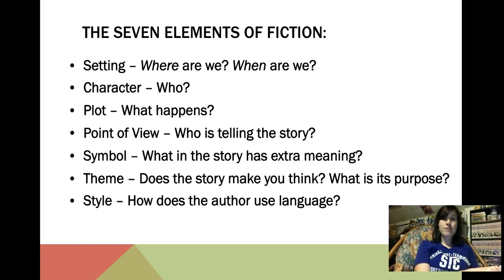Point of view is what I mean by who is telling the story: what is the narration? Is there a narrator? Is it in first, second, or third point of view? And we'll talk about that a little later. But how is the story told is basically point of view. Symbolism, what extra meaning does the story have?